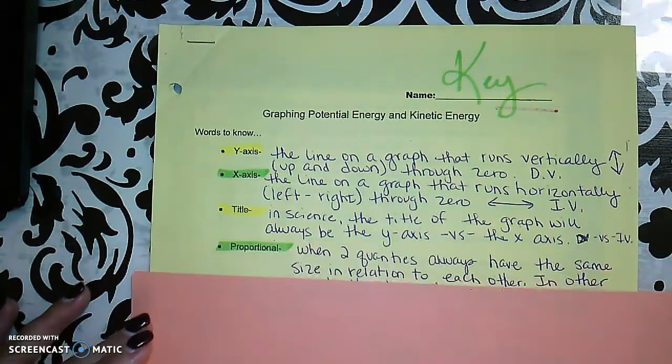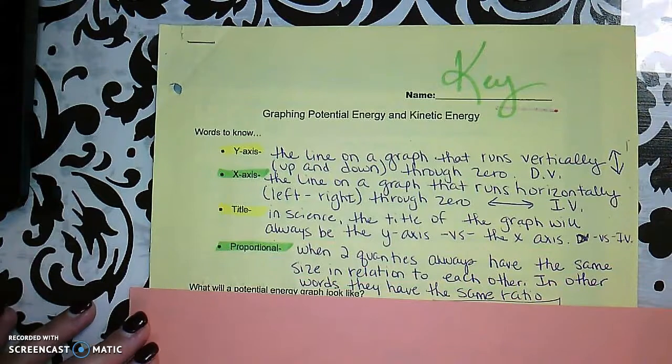And then the last little piece up here is proportional. What does it mean to be proportional? And that's when two quantities always have the same size in relation to each other. In other words, they have the same ratio.